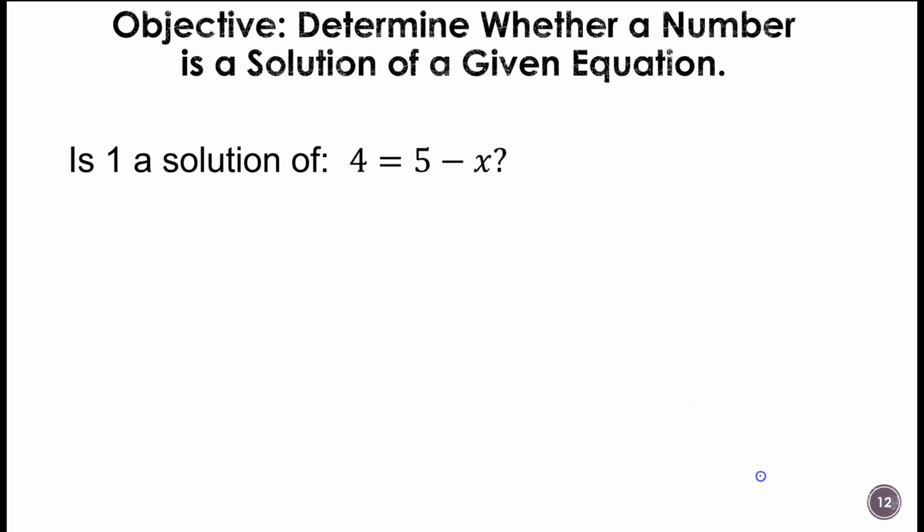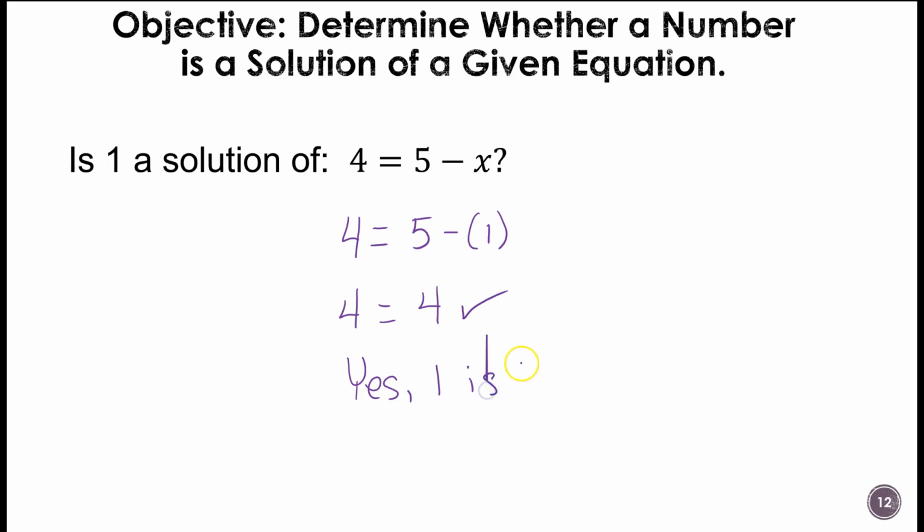All right, one more of those. Same thing. We're going to put 1 in for x because we're asking, is 1 a solution of 4 equals 5 minus x? So 4 equals 5 minus 1. 4 equals 4. That checks. So yes, 1 is a solution.